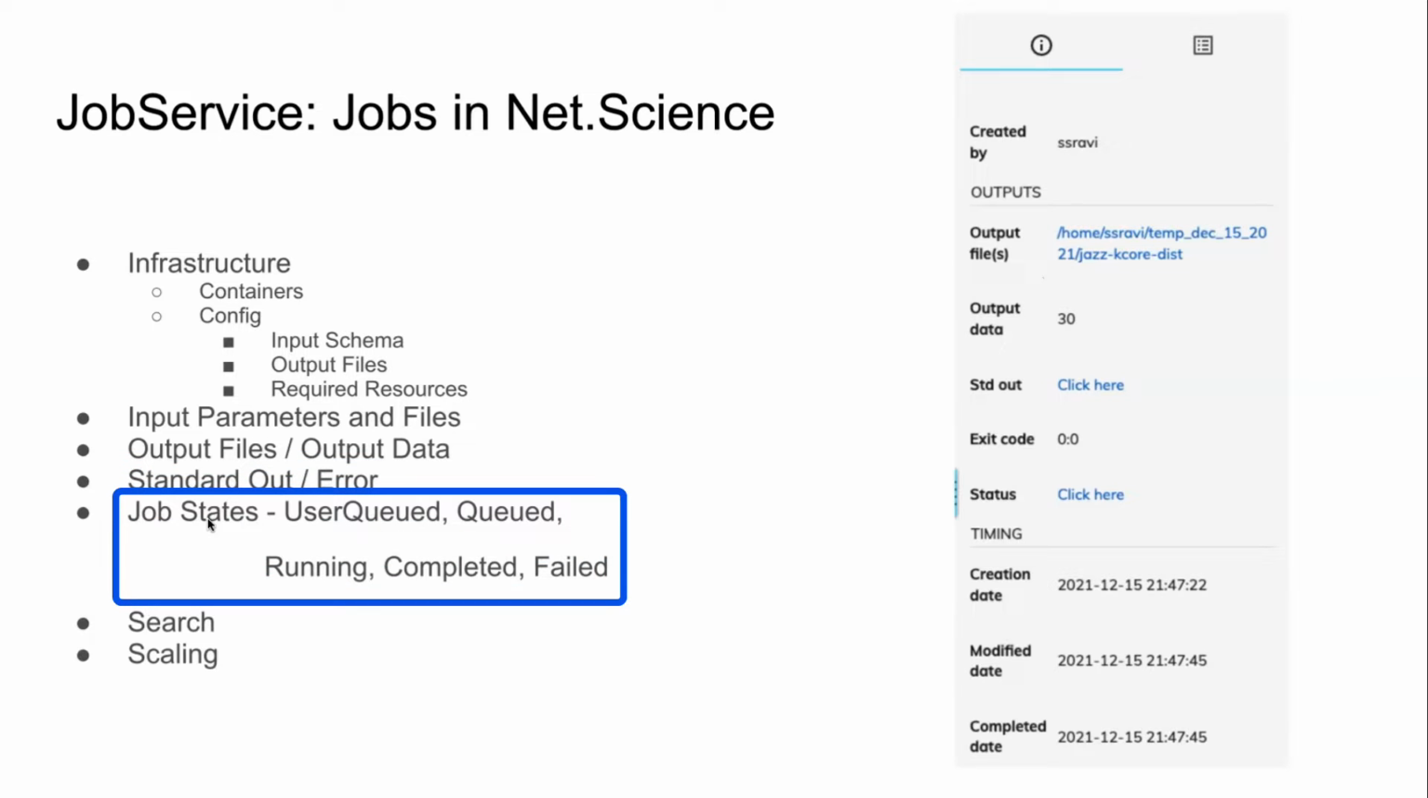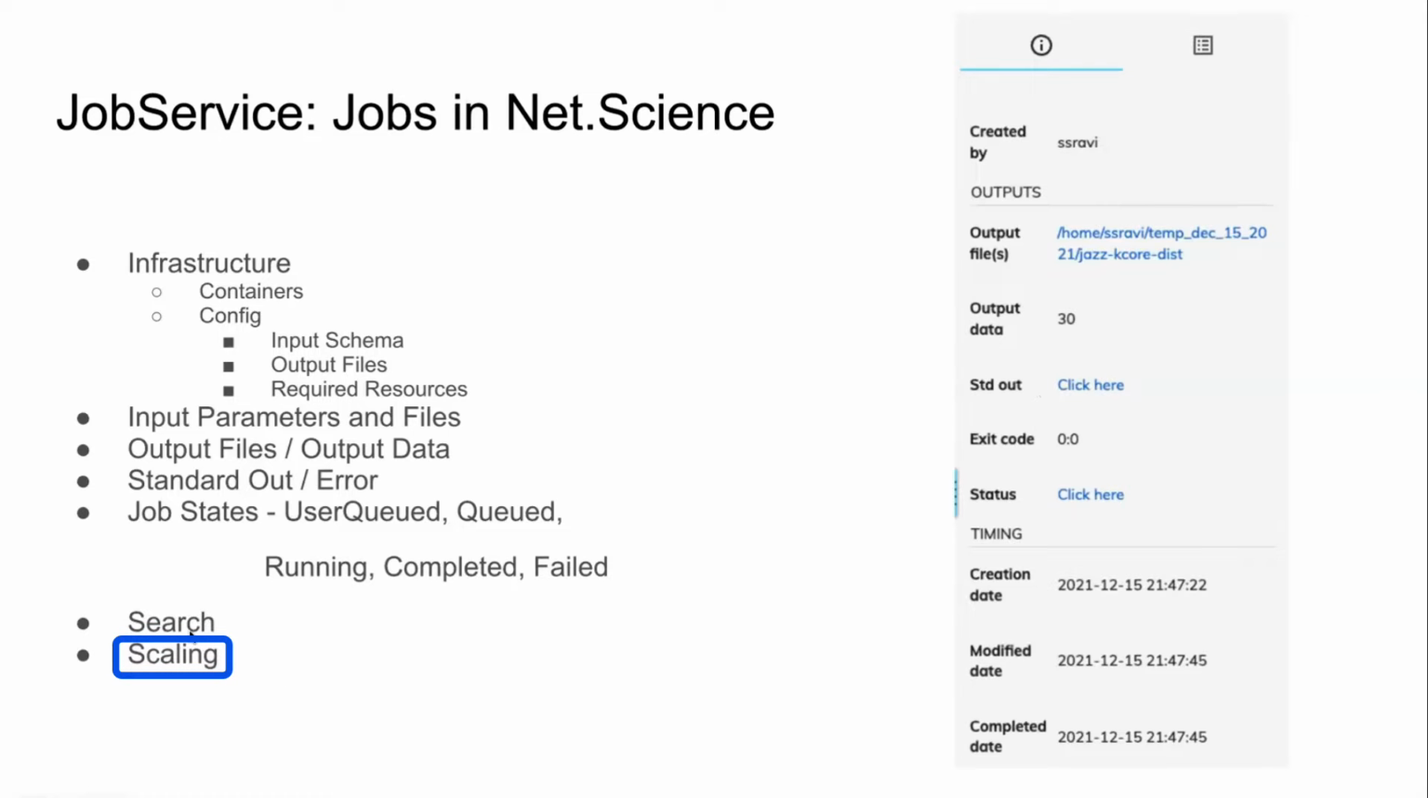Any of these jobs will have a number of states, from user queued being a state where the job has been submitted to the system and accepted by the system, but it hasn't been pushed off to a particular compute resource yet. Queued is when that job has been pushed off to a particular compute resource, and running, completed, failed are pretty obvious. And you see on the right, you can see standard out, standard error, if there were any. Those are all other properties that you can view of this particular job. There's the facility in the UI to search for these jobs, and scaling. We're not going to talk about that right now, but basically that is saying we can configure these jobs to scale up based on the input parameters and input files to scale the job to the resources it needs.